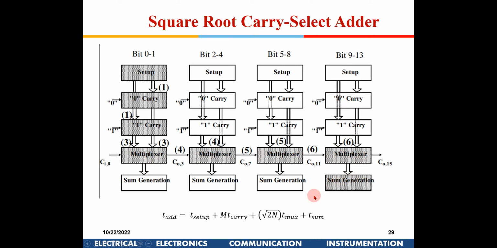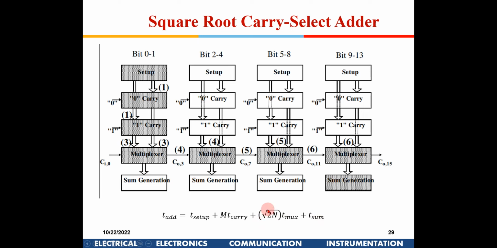Now if I talk about the total delay, it will be t setup plus m t carry. Here m is not the total number of stages. M indicates the number of bits in the first stage. In this case 0 and 1, so m is equal to 2. And then the mux delay times the total number of stages, which is square root of 2n. Why did this total number of stages come as square root of 2n? We will see it in the next slide. Those many t mux and then one t sum.